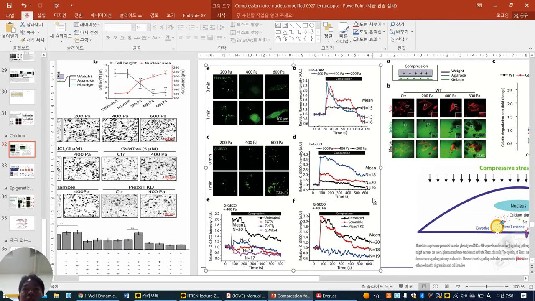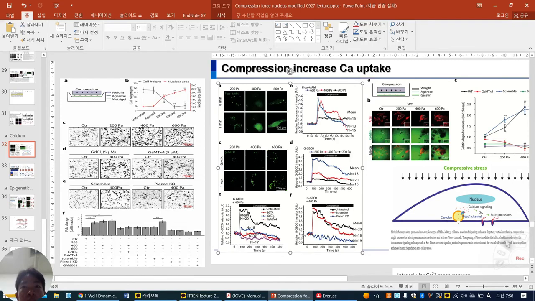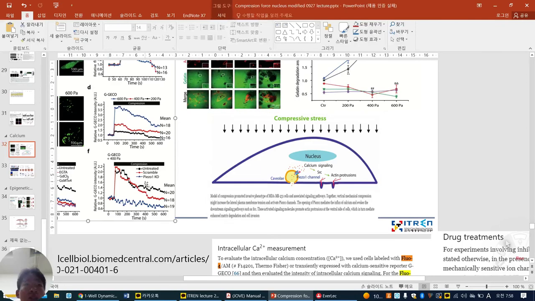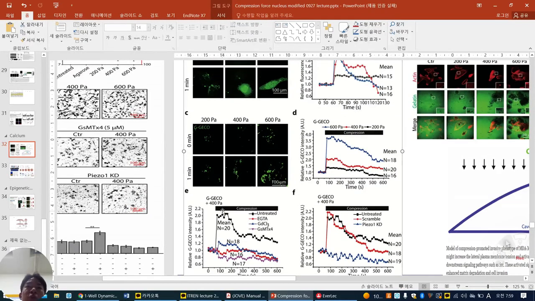And then here, maybe this is a lymphocyte, as far as I know. What is that? This is a cancer cell. The cancer cell, untreated one, they are increasing. But EGTA is an extracellular calcium inhibitor. When they remove all extracellular calcium, intracellular calcium level doesn't increase, which means calcium is recruited from the extracellular media, okay? This is proved by EGTA, not from the intracellular level.